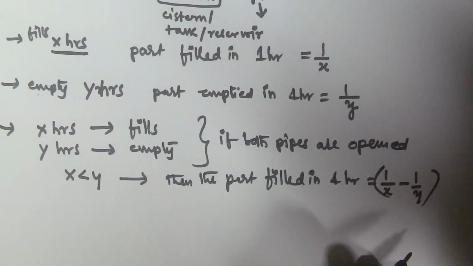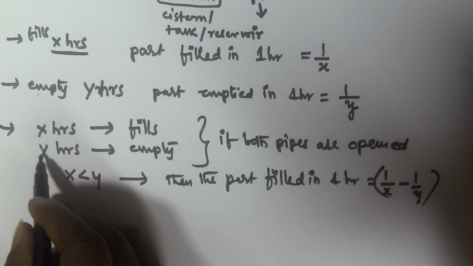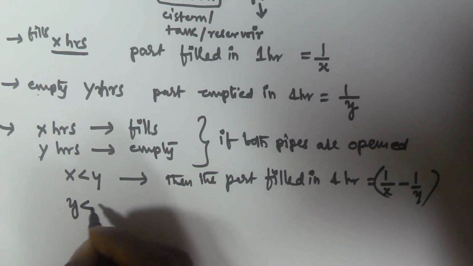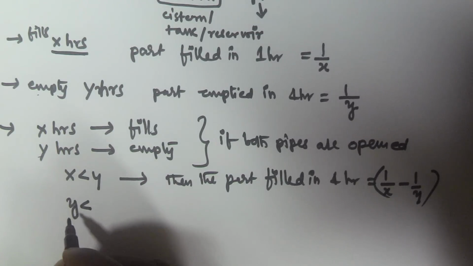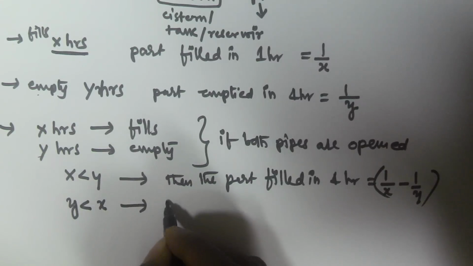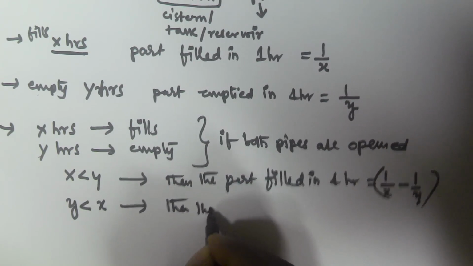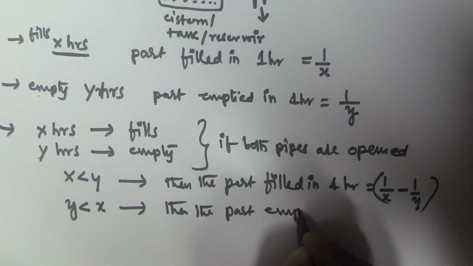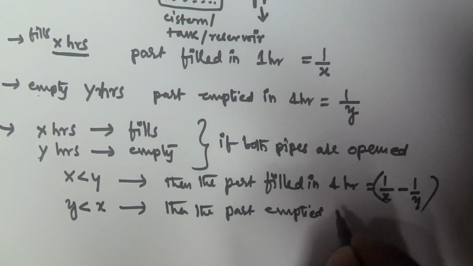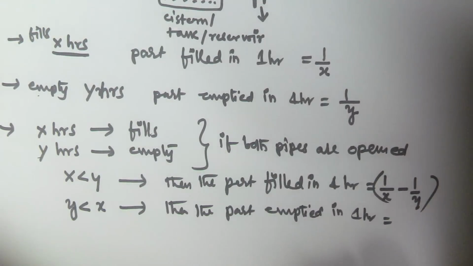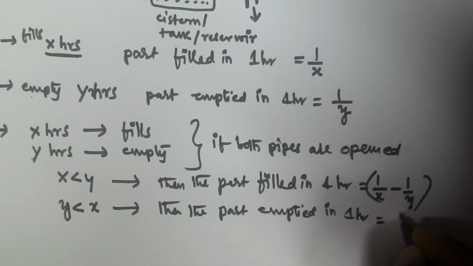If Y is emptying faster than X, that means the pipe which takes Y hours takes less time than X. In that case, the part emptied in 1 hour is given by 1 by Y minus 1 by X.